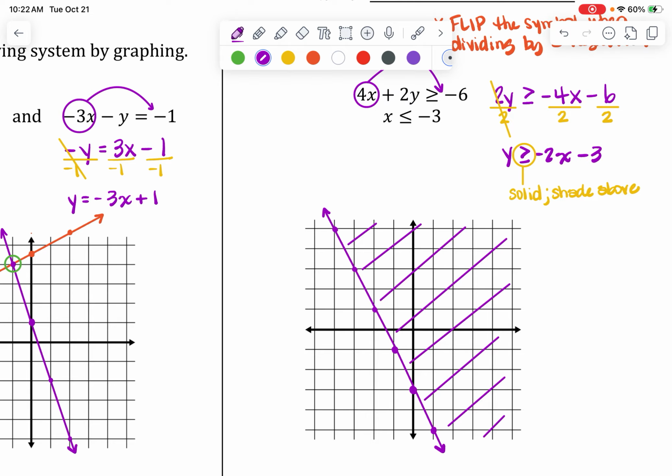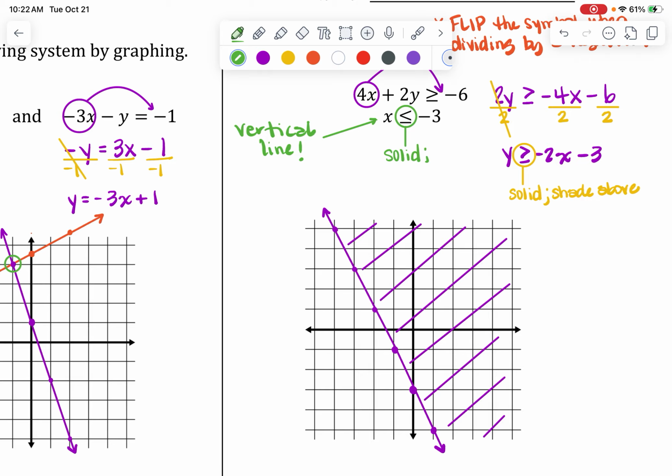All right, now we need to graph our other line. Now remember, this is x is less than or equal to -3. So notice this is just x equals -3. You need to remember what that means: x equals equations are vertical lines. We want to remember that from last unit. I do have a less than or equal to, so that means we are going to have a solid line.